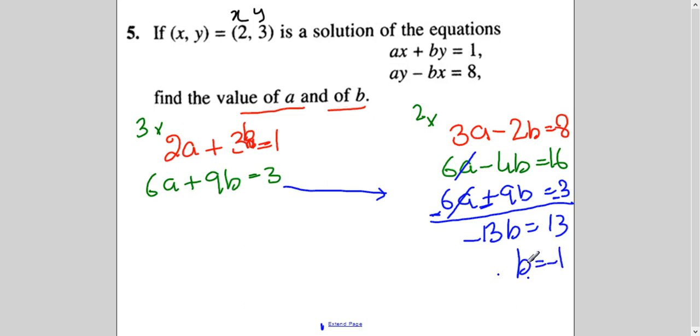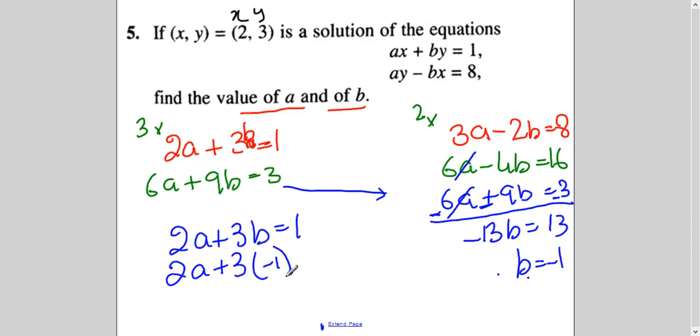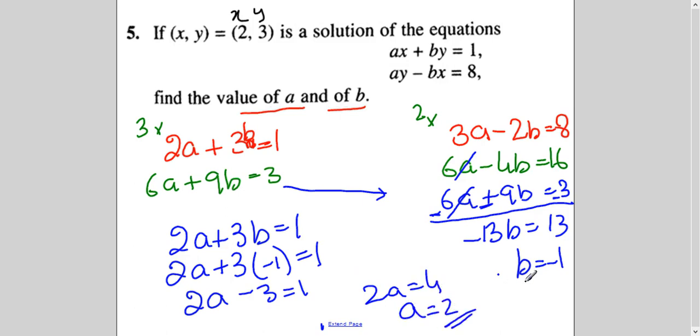Now once you have the value of b, you can plug in here or here, wherever you like. Suppose I'm plugging in this one. Okay. So my b is minus 1. So I will get minus 3 equals 1. 2a equals 4. a equals 2. So you got the value of a and b. So with this, the question finished because we had to find the value of a and b.